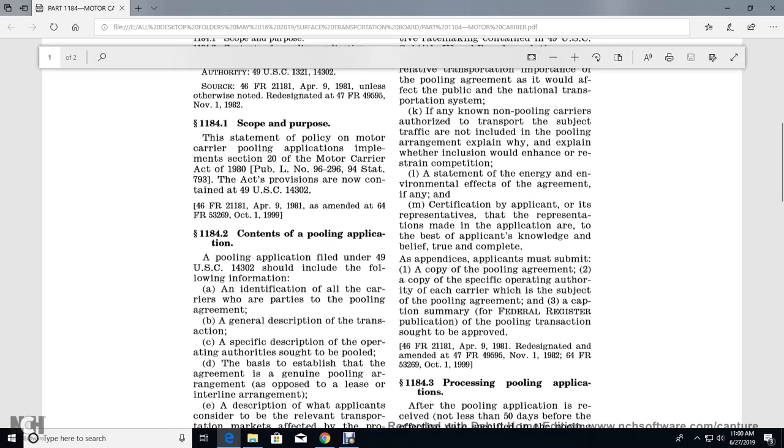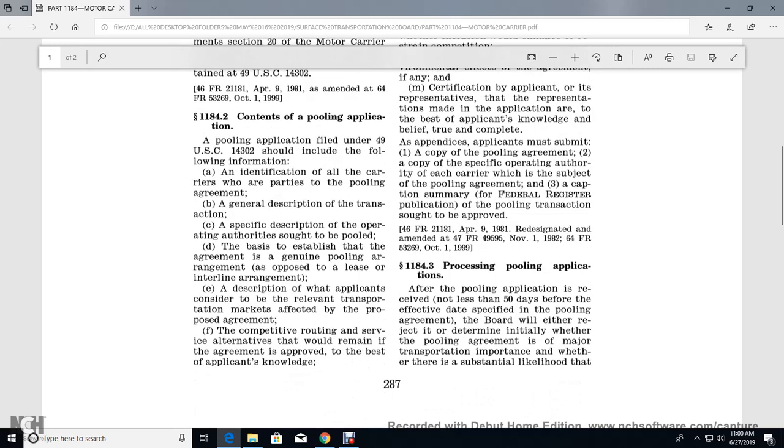1184.2, contents of the pooling application. A pooling application filed under 49 United States Code 14302 shall include the following information: identification of all of the carriers that are part of the pooling agreement, with a general description of the transactions, with a description of operating authority sought to be pooled, the basis of establishing that the agreement is a genuine pooling arrangement as opposed to a lease or interline arrangement, a description of what applicants consider the relevant transportation market, the effect of the proposed agreement on competition, the routing and servicing alternatives that would remain in the agreement and improve, to the best of the applicant's knowledge.